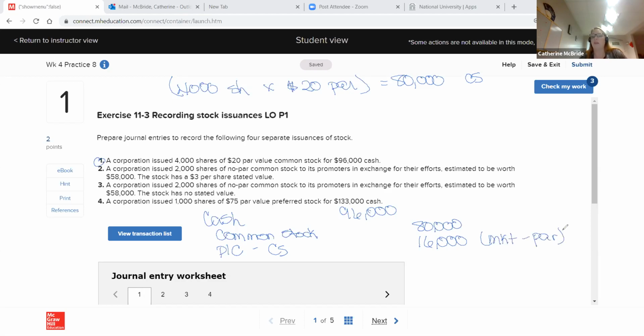Now, we weren't given the market price. We could figure it out if we took 96,000 divided by 4,000. But in this case, we weren't given it right out. But we do know that everything else goes into the paid in capital account. So for the first journal entry, we're going to record cash 96,000, common stock 80,000. So I'll go down there and I'll do that.